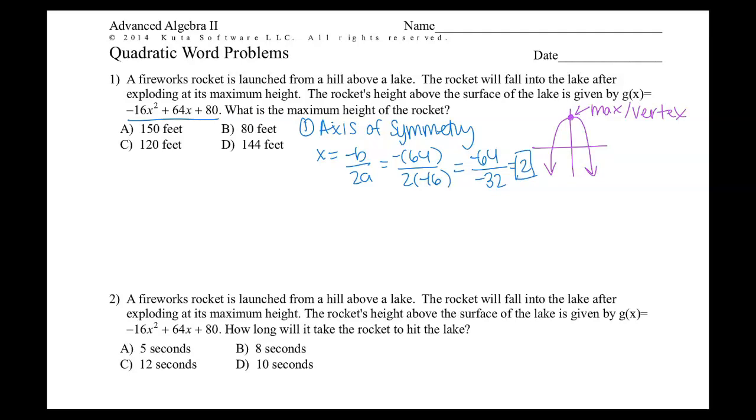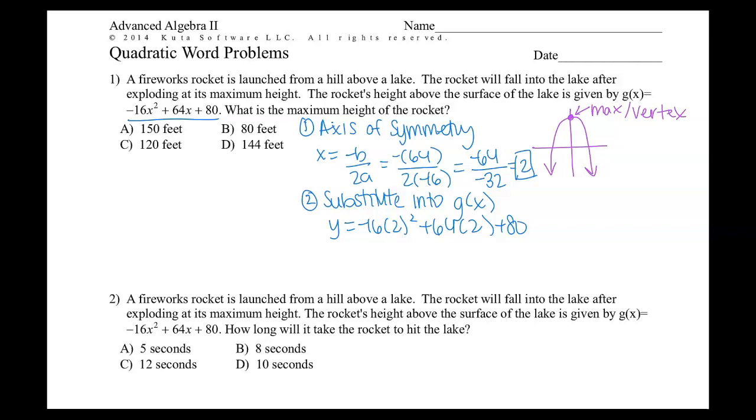As I just said a second ago, after you find that value for the axis of symmetry, you need to substitute it into g of x. That means I need to take this 2 that I just found and substitute it in this equation for every x that we see. So we're going to have y equals negative 16 times 2 squared plus 64 times 2 plus 80.